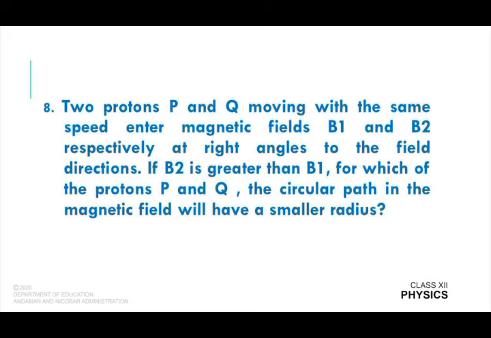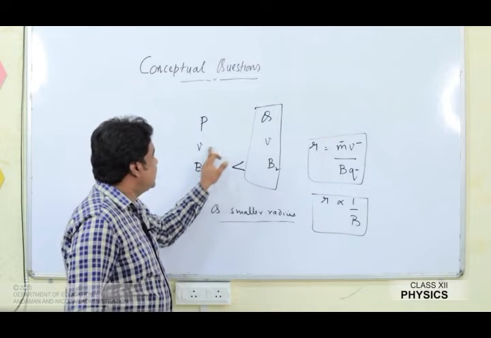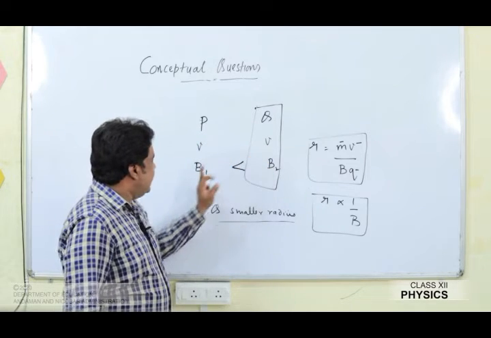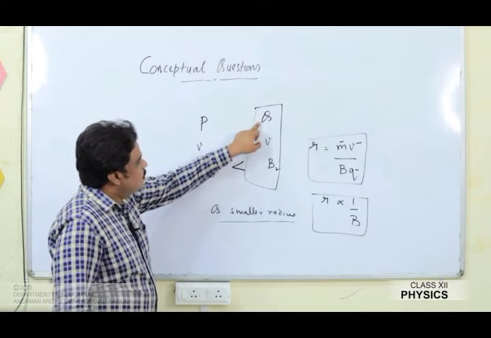Two protons P and Q moving with the same speed enter magnetic fields B1 and B2 respectively at right angles to the field directions. If B2 is greater than B1, for which of the protons P and Q will the circular path in the magnetic field have a smaller radius? So once again, two protons P and Q are entering with the same speed in magnetic fields B1 and B2. B1 is for P, B2 is for Q.